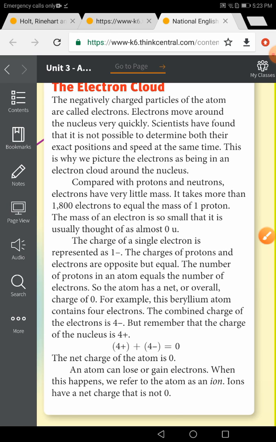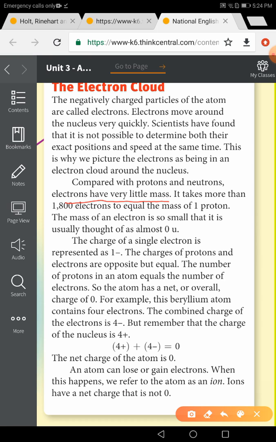Compared with protons and neutrons, electrons have very little mass. It can take more than 1,800 electrons to equal the mass of one proton. So they are so small. The mass of an electron is so small that it is usually thought of as almost 0 u. So you can neglect the mass of the electron. You can say it has 0 u, 0 unit, the mass of the electron.